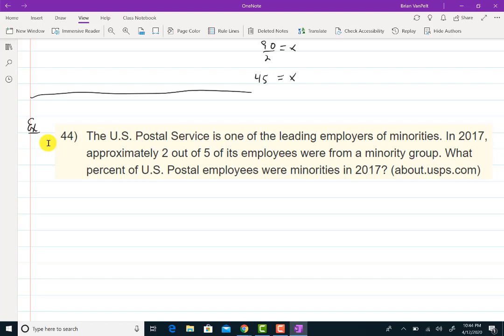2 out of 5 of its employees were from, oh, this is easy. 2 out of 5 is 2 over 5, and we want to know what percent that is. So 2 out of 5 equals x over 100. Cross multiply. I get 200 equals 5x. Divide by 5, divide by 5, and we get 40 equals x. So that's 40%.